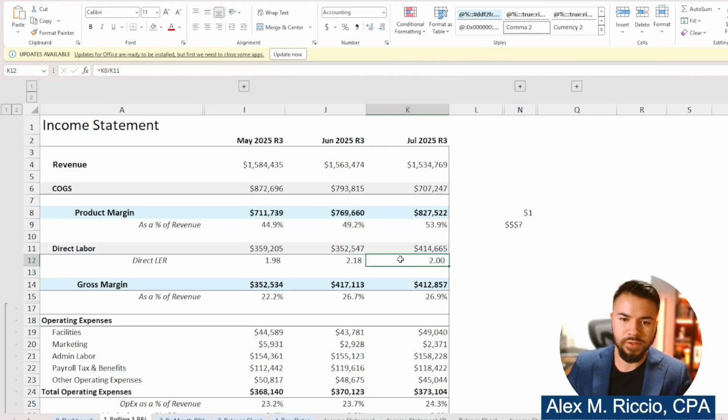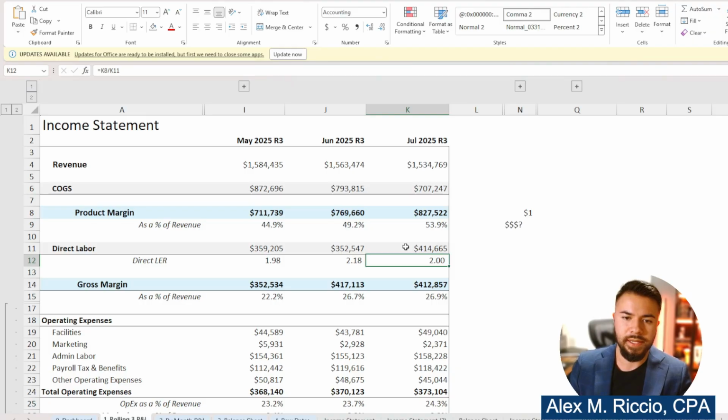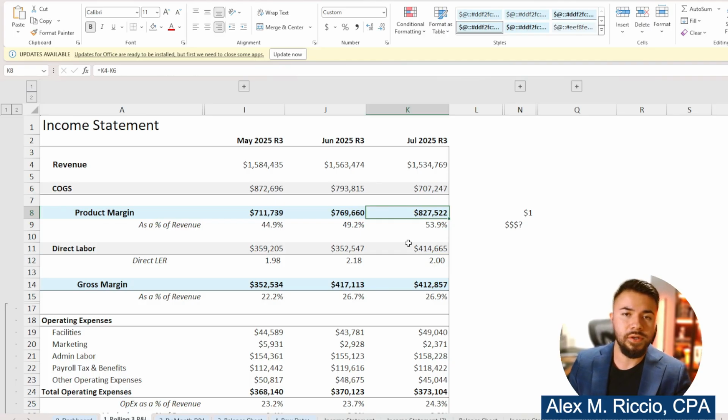So what this formula is doing, this 2.00 or $2, is saying the product margin of $827,000 divided by that direct labor of $414,000 is essentially saying for every dollar in direct labor I spent, I got $2 in product margin back, revenue minus cost of goods sold. So it's a really easy conceptual way to think about the production of revenue after cost of goods sold, considering your direct labor. So $2, right?